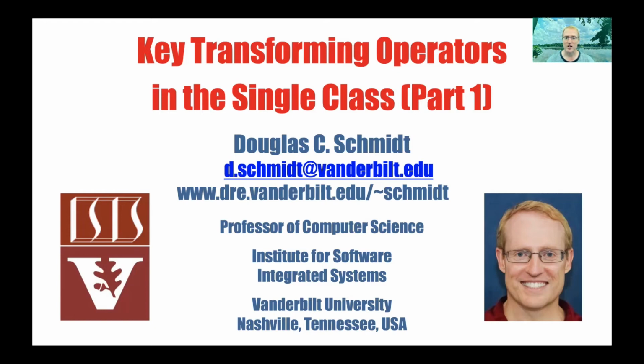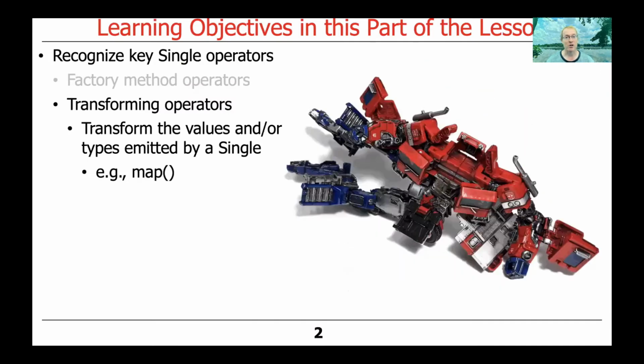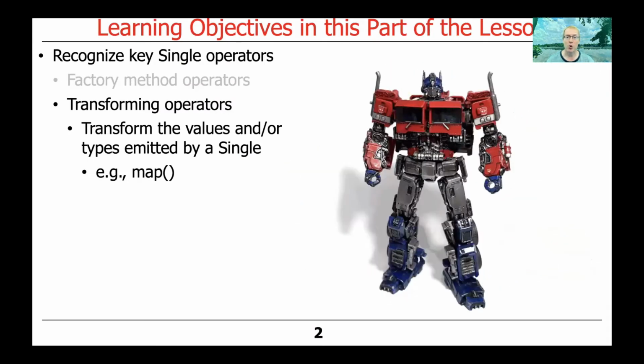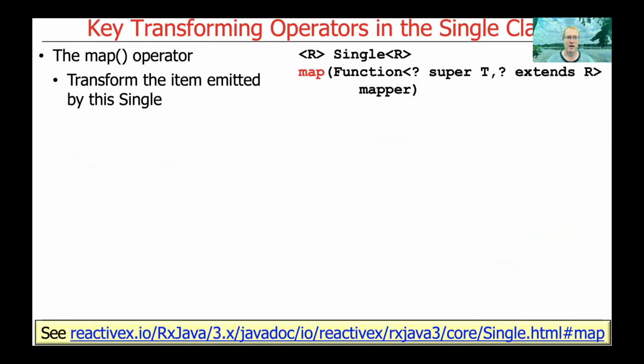We're now going to turn our attention to key transforming operators in RxJava's Single class. Remember that a transforming operator transforms the values and/or the types that are emitted by a Single. And we'll be focusing on the map transforming operator. Map can be used to transform the item emitted by a Single.